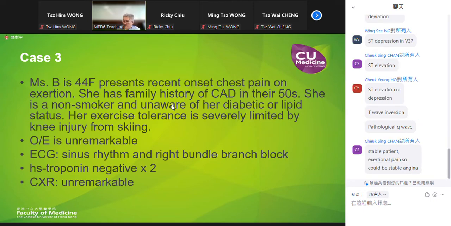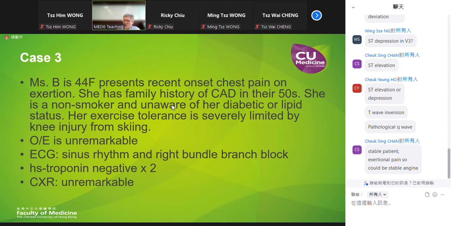Young, 44, stable patient, exertional chest pain, so could be stable angina. You think it's stable? Could be angina. You think it's very stable? I should give you, like, recent onset. So it's new onset. Okay, so the definition is unstable because it's new onset. So it's undifferentiated new onset chest pain.